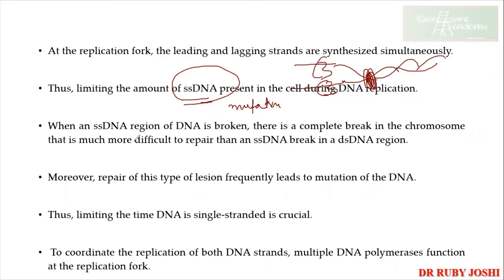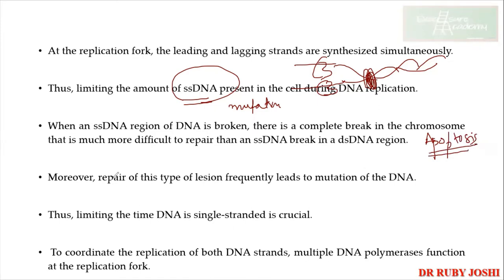Okay. So when a single-stranded DNA is broken, there's a complete break in the chromosome. And then that should undergo repair. Agar nahi hoga repair, what will happen? That particular cell will undergo apoptosis. If you cannot repair the cell, then the entire cell will go into the apoptosis. Okay?